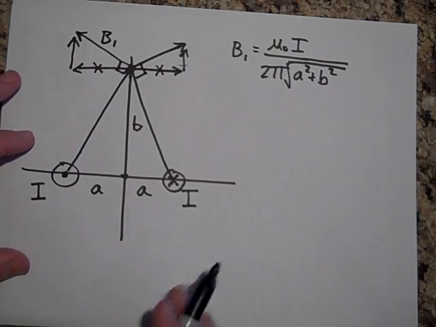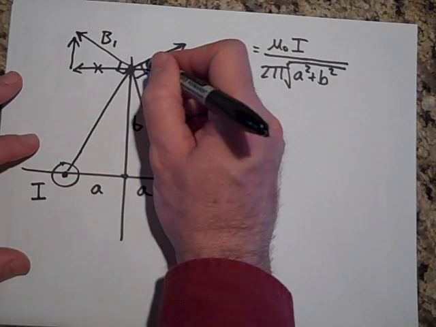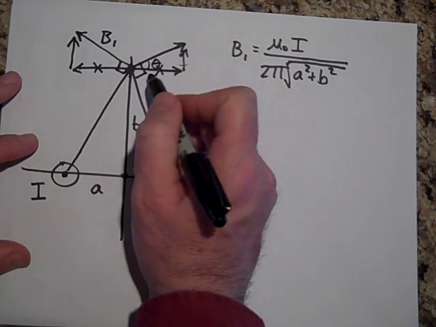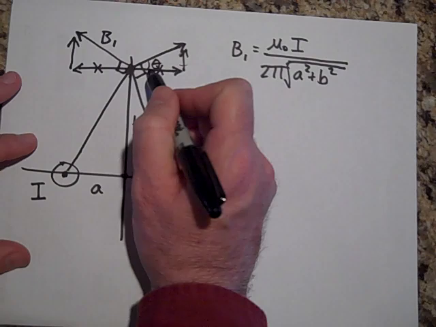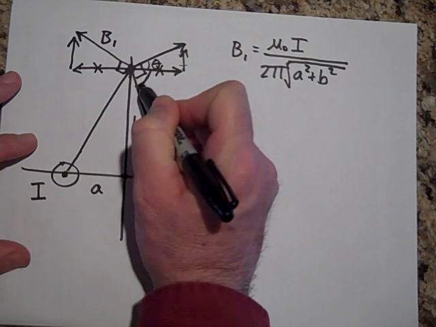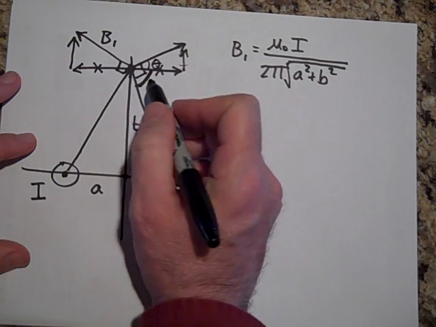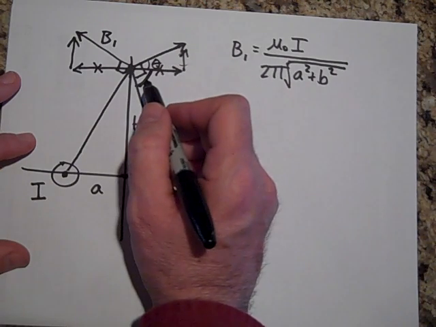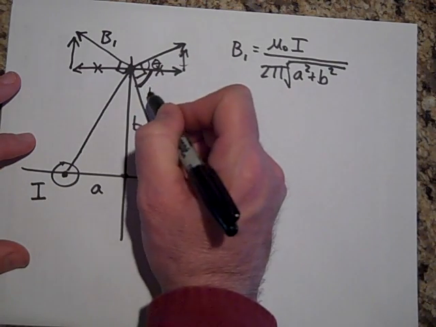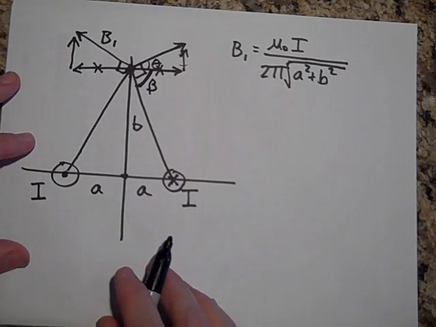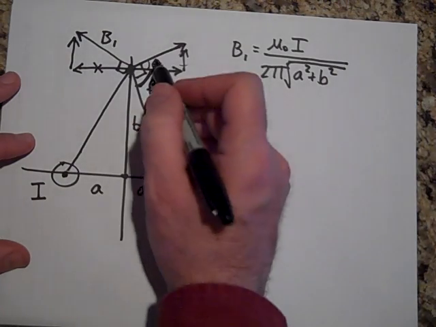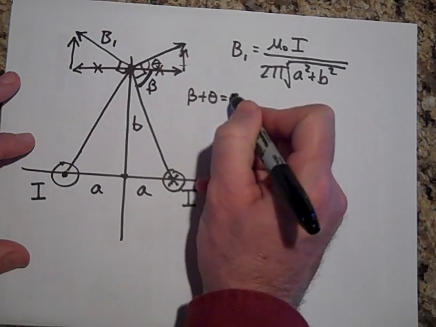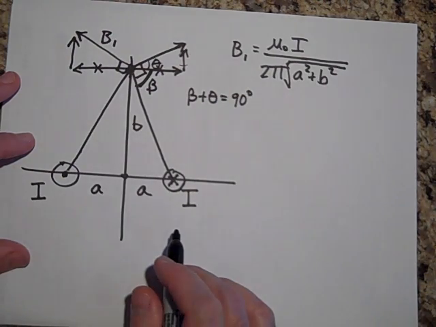Okay, so let's call this angle theta. And I'd like you to see that whatever this angle is, see this angle right here? That angle plus theta have to be 90. So I'm going to call this beta. Okay, so beta plus theta is equal to 90 degrees.